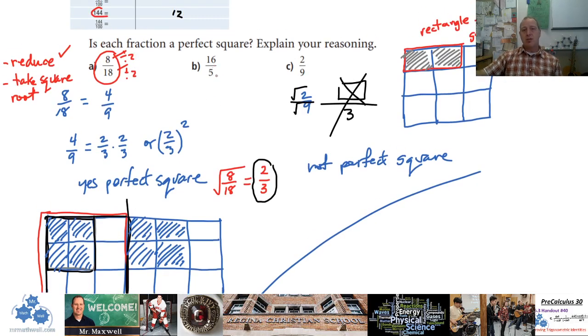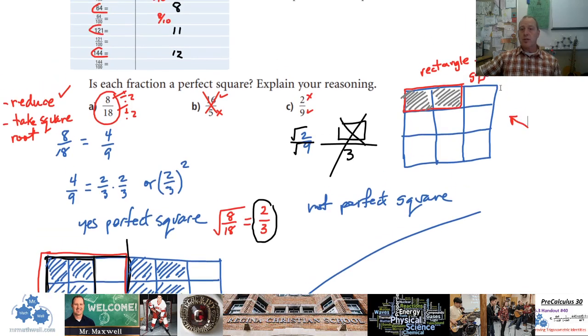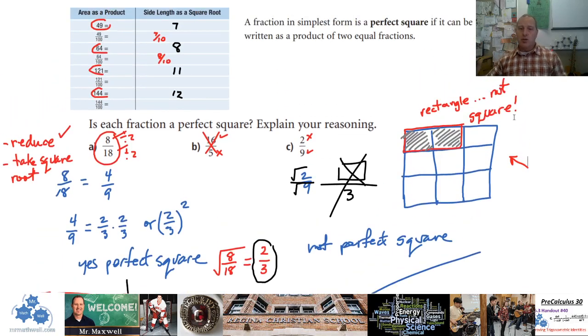Let's see, look at B. Okay, we can't reduce the fraction. This is a perfect square. That's not. So this is not a perfect square. 2 over 9 is already reduced. 9 is a perfect square. 2 is not. So this is not a perfect square. Okay, and I just kind of drew 2 over 9 over here. Sorry if you can see that. I'll get my face out of the way. 2 over 9. So obviously, if you have 9 squares, you can't make 2 of them into a square. It's a rectangle. Okay, so 2 out of 9 is not a perfect square.